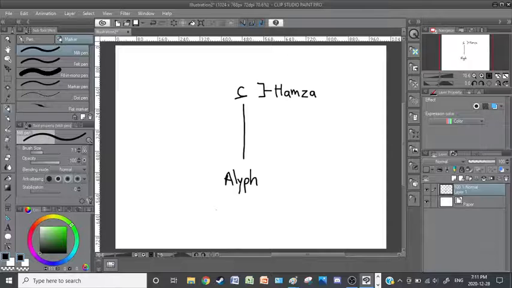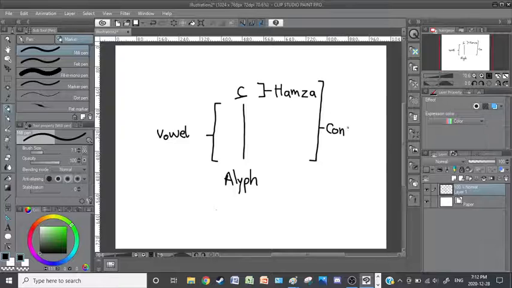Choose the pen tool. Delete this and this. Now here is how to differentiate. If you see an Alif come by itself in text, it is a vowel. However, if you see it come with an accent on top of it, it becomes a consonant. That is how you differentiate between an Alif vowel and an Alif consonant.